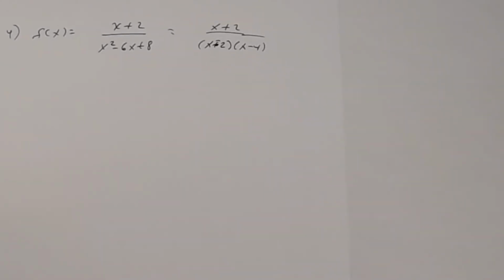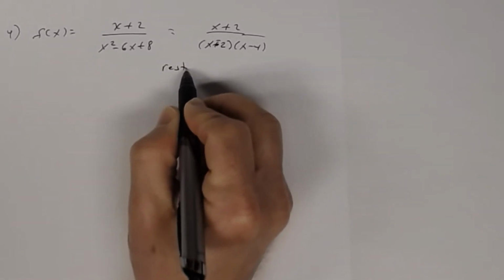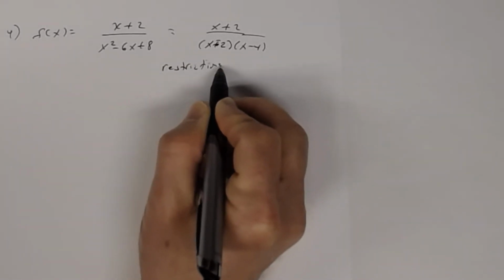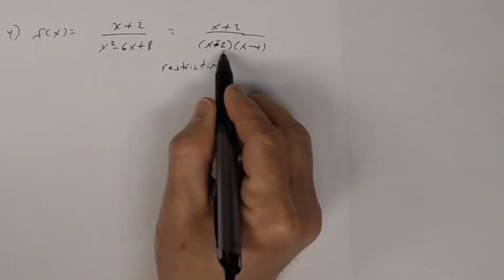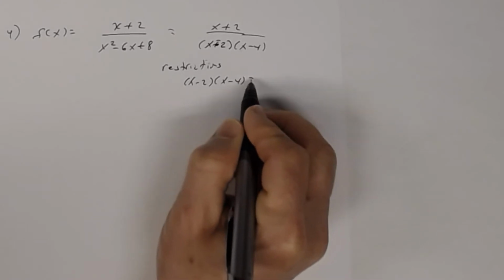Okay, so let's determine the restrictions. To determine the restrictions, that's where you cannot divide by 0. So we've got to set this equal to 0. So I get x minus 2 times x minus 4 equals 0.